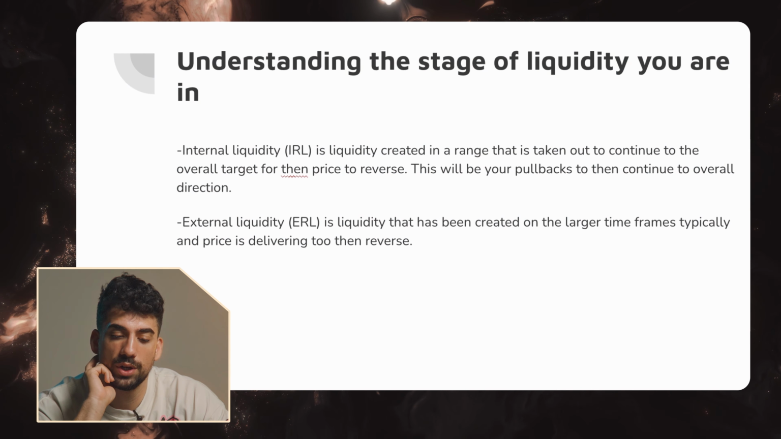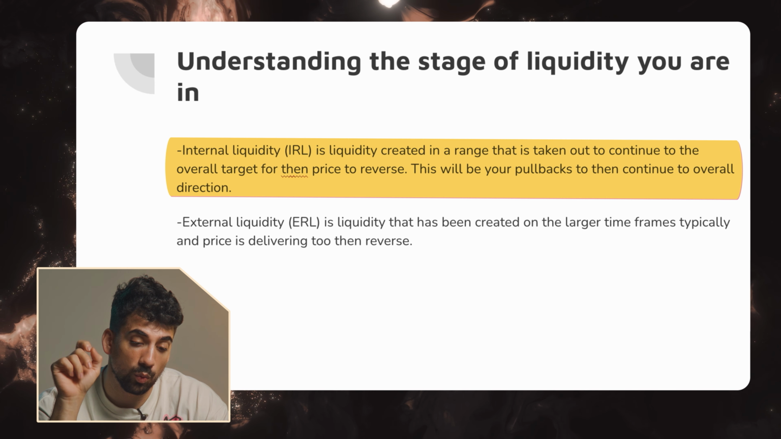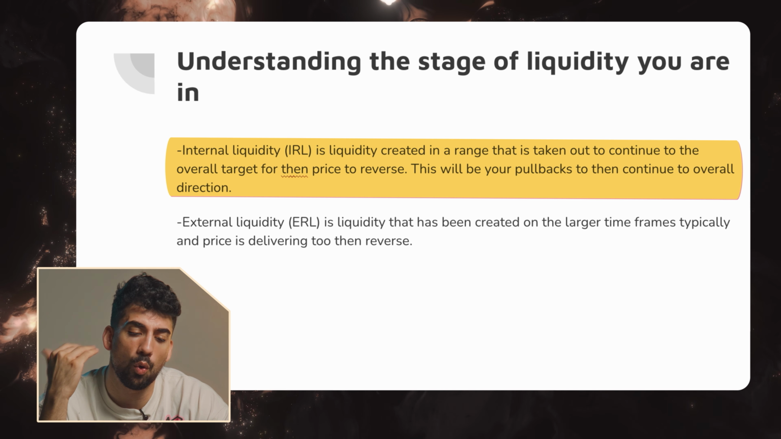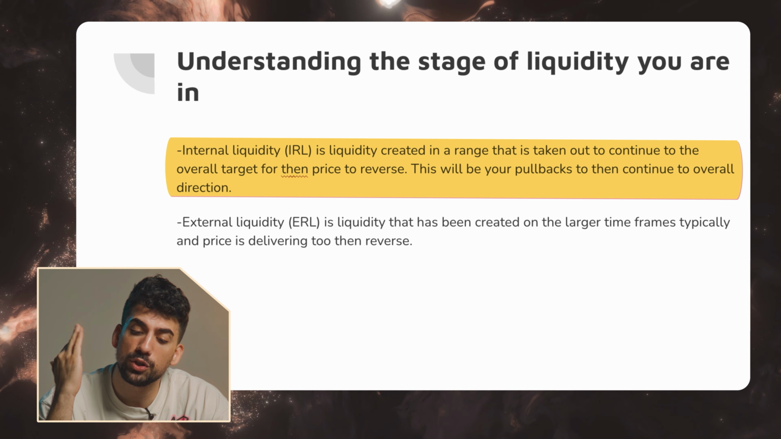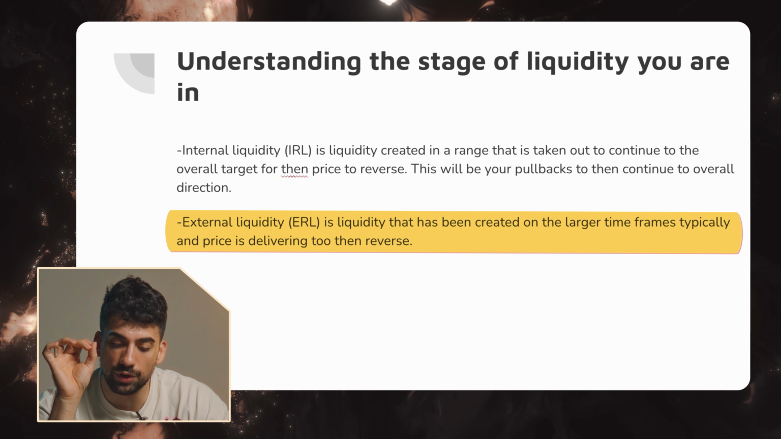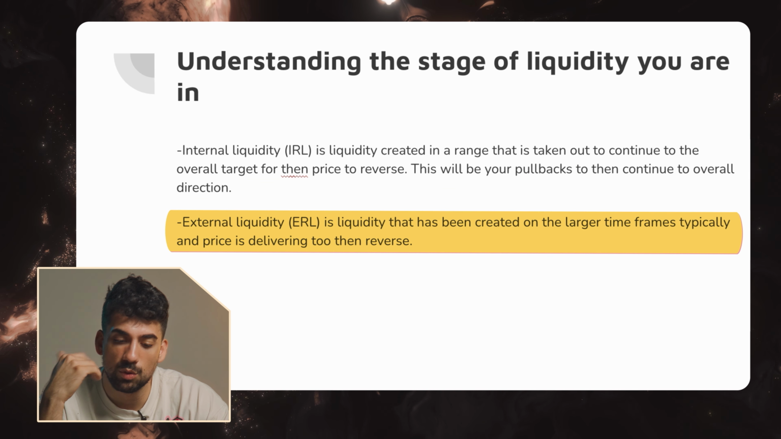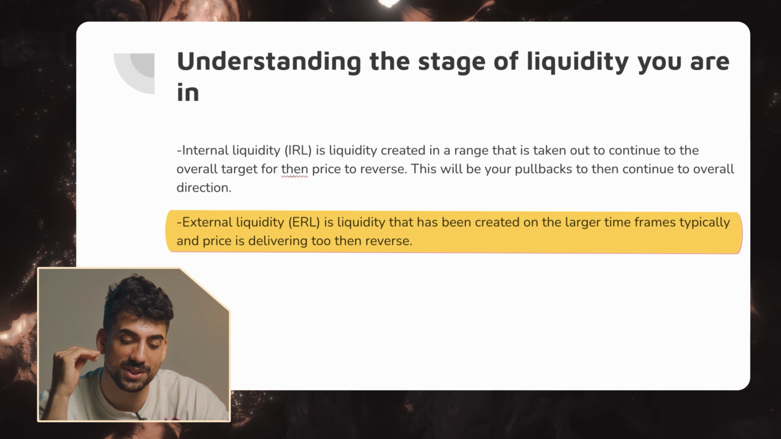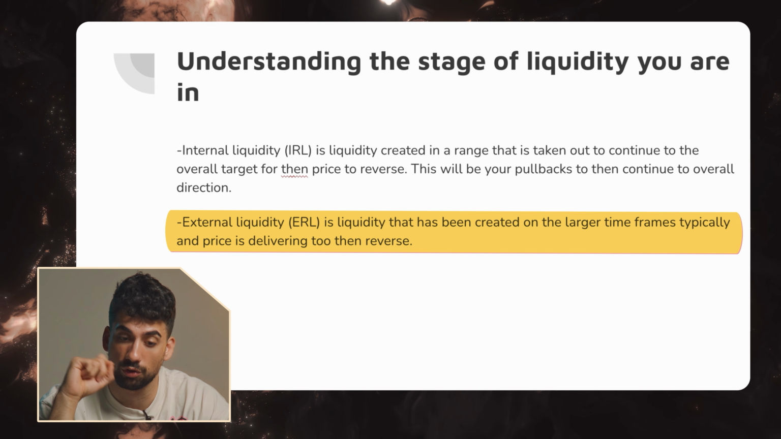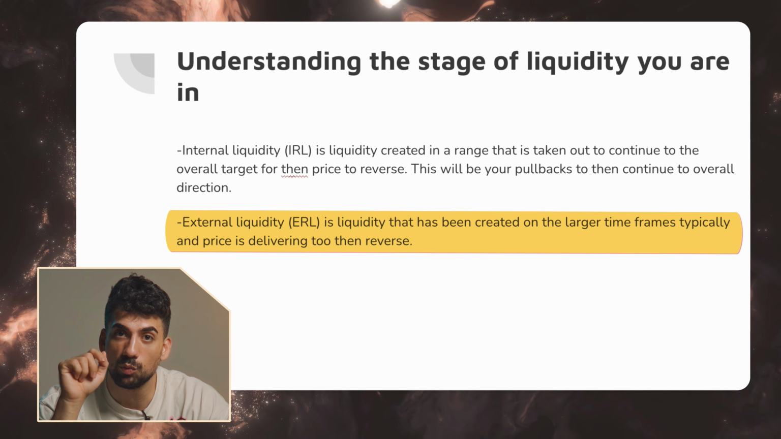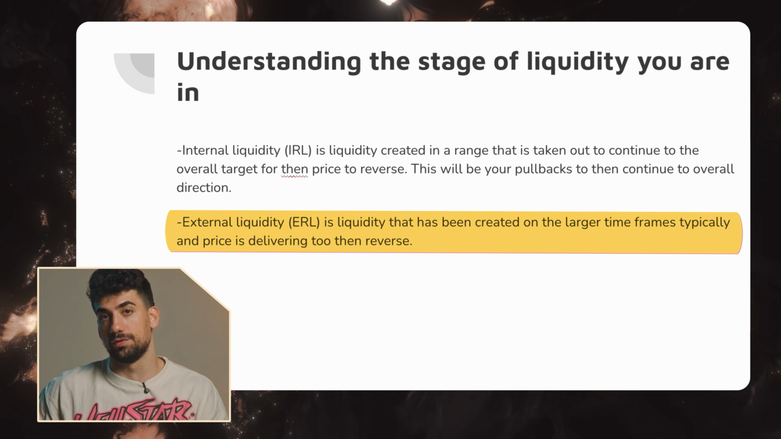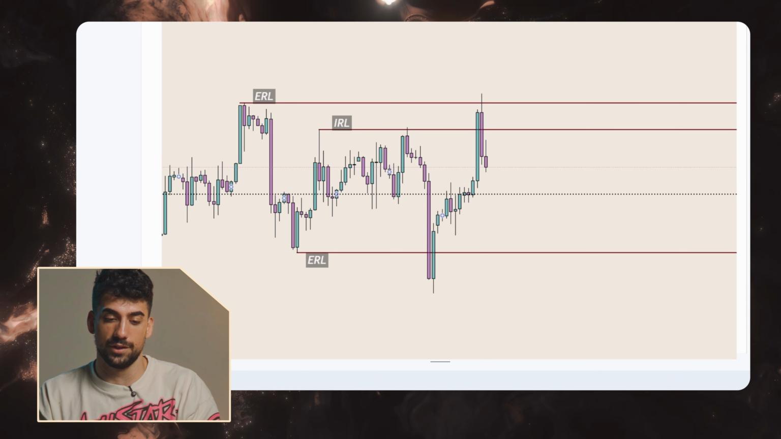If you understand the stage of liquidity you're in, are you within an internal range liquidity, an IRL, which is liquidity created in a range that is taken out to continue the overall target for the price to reverse. These will be your pullbacks then to continue the overall direction, versus your external range liquidity, your ERL, which is liquidity created on larger time frames typically, and price is delivering to then reverse. If you understand where your ERL is, that's when you can look for reversals. While your IRL is when you're going to be able to continue the overall trend and not get freaked out in a big reversal. Let's look at IRLs versus ERLs.